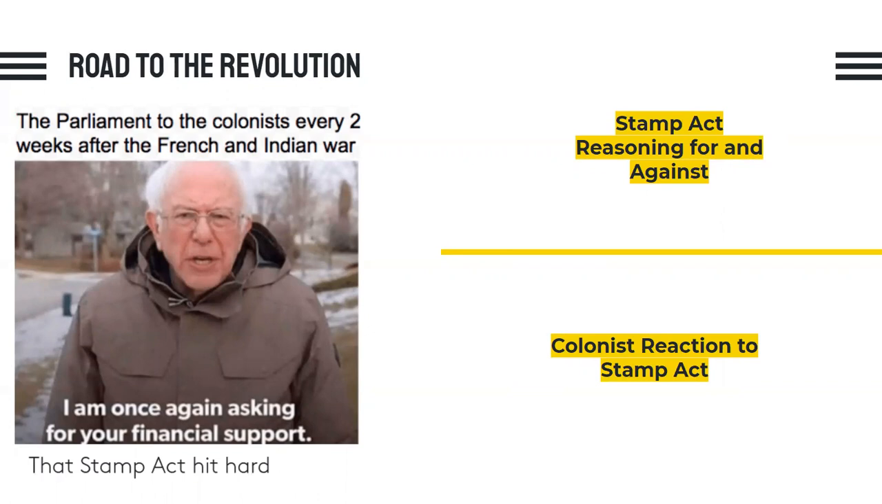And finally, it's going to keep continuing to push the colonists away from the British. The colonists are going to start getting more and more angry and ready to break away from the British. They're finally going to have enough.